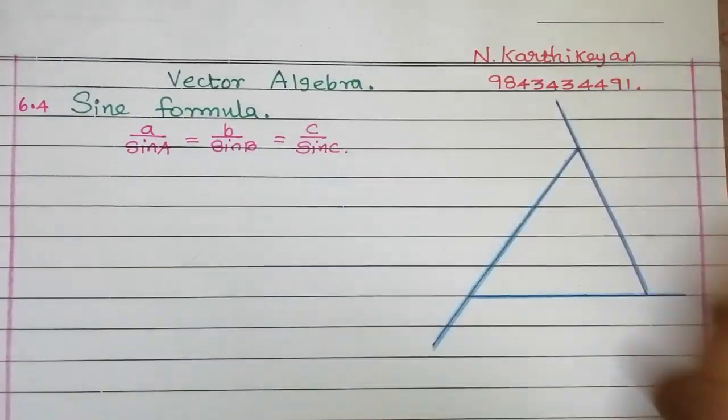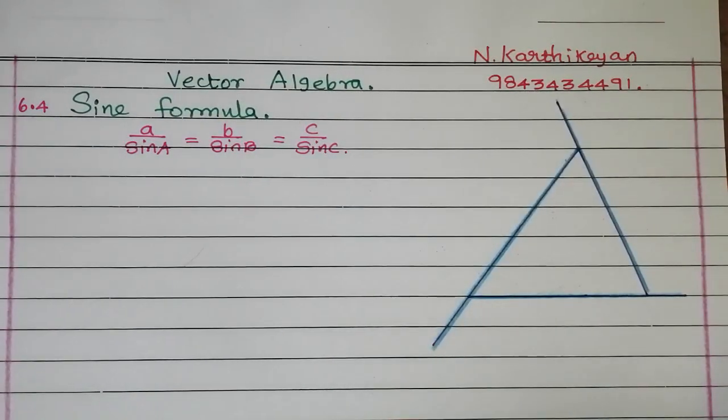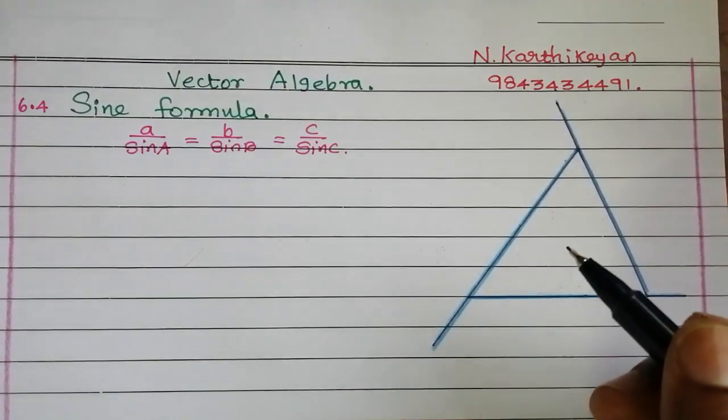Hi, in this video we are going to discuss vector algebra, applications of cross product. First one, sine formula: a by sin A equal to b by sin B equal to c by sin C.